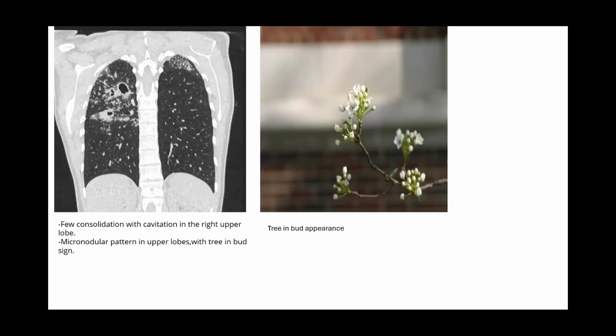Last case in TB. This is a coronal CT of the chest, lung window, showing multiple cavitary lesions in the right upper lobe with bilateral tiny centrilobular nodules with linear branching. It appears as tree-in-bud. So this is reactive TB.